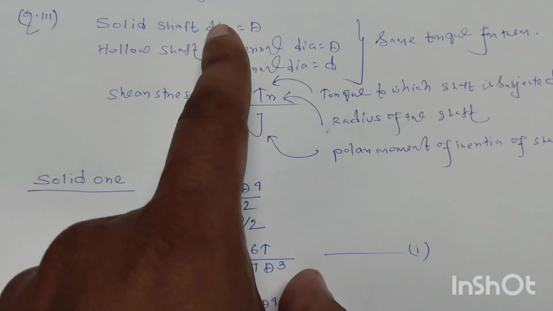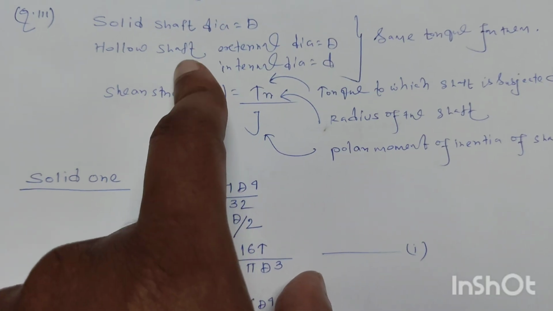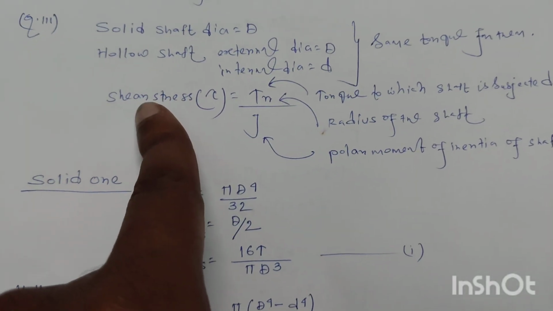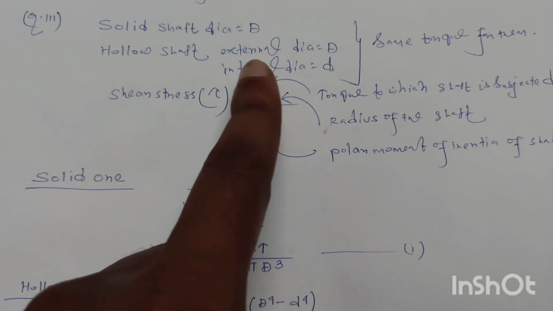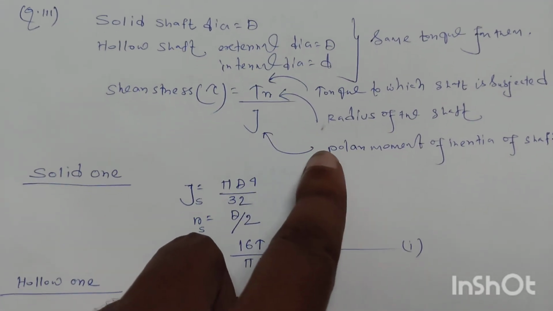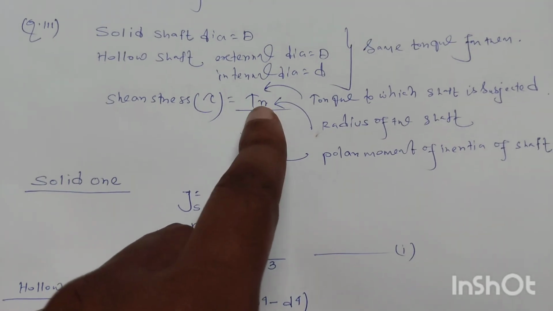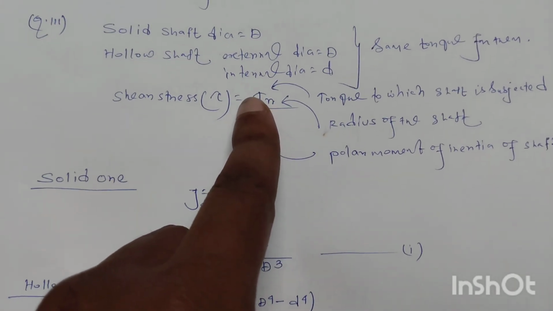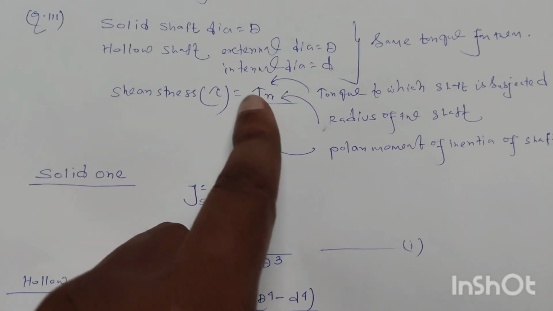Okay, and both shafts are subjected to the same torque. We know the formula for shear stress in the shaft: tau equals Tr divided by J. J is the polar moment of inertia of the shaft, r is the radius of the shaft, and capital T is the torque to which the shaft is subjected.